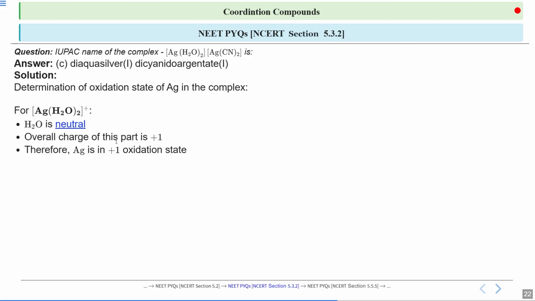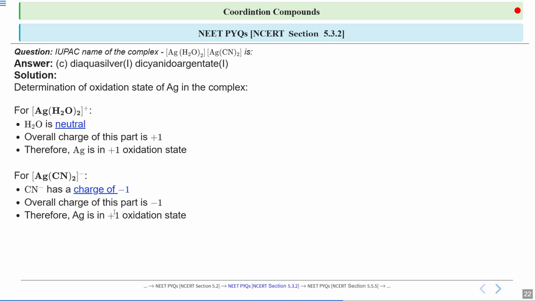So therefore the silver is in +1 oxidation state in this complex. Now for the second, [Ag(CN)2]⁻. Cyanide ion has a charge of -1, so it will contribute to the oxidation state. Here the overall charge of this part is -1, right?